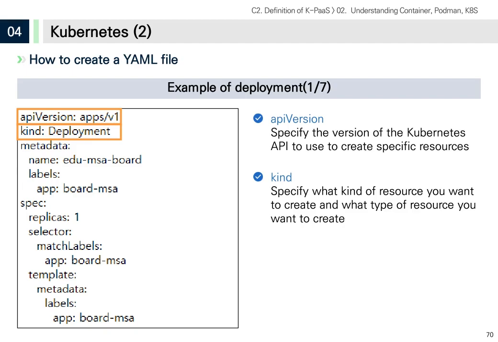An example of a deployment YAML file in a Kubernetes resource. The first thing we need to write is the API version. The API version specifies which version of the Kubernetes API to use to create a specific resource. In most cases, you'll write it as apps/v1. Second is the kind. The kind specifies the type of resource to create. Our resource here is a deployment, so you'll see it written as Deployment in the textbook.